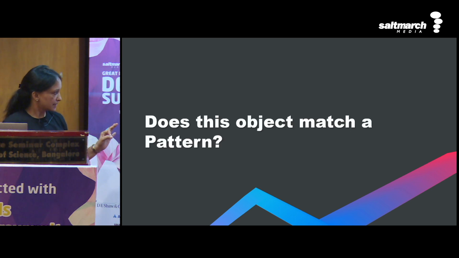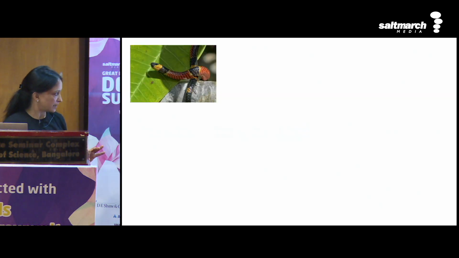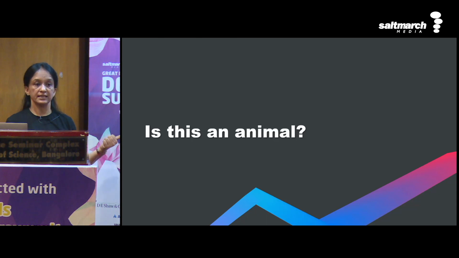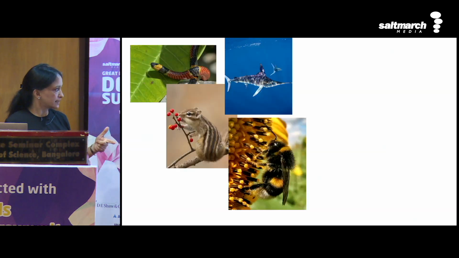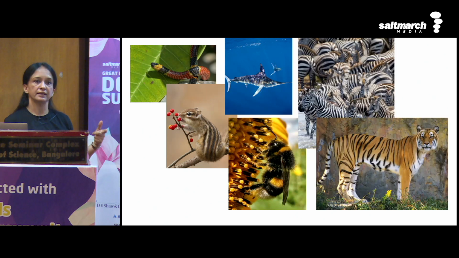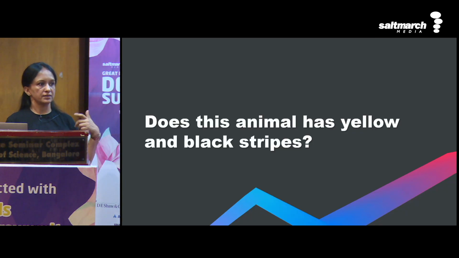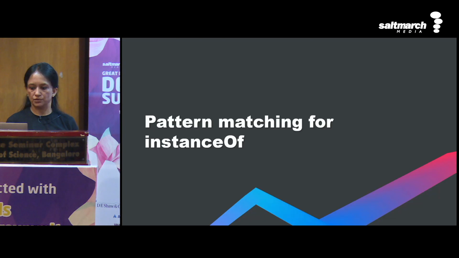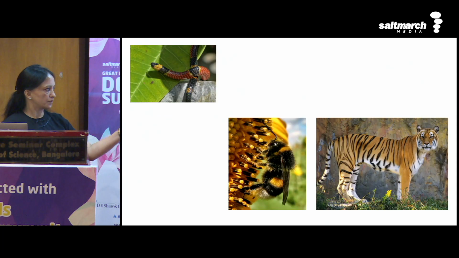So a quick example: does this object match a pattern? If the question is, is this an animal? Probably these are the answers that you would get. And what if I want to refine the answers that I get? I would say, does this animal have yellow and black stripes? That would mean that I am refining what I want to search. So in this case, we would be left with just 3 values.